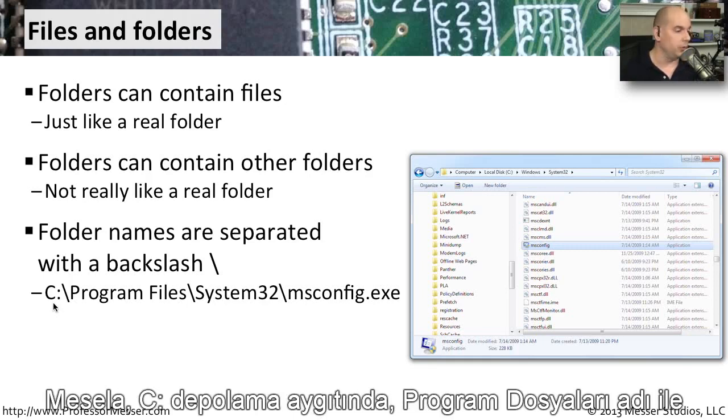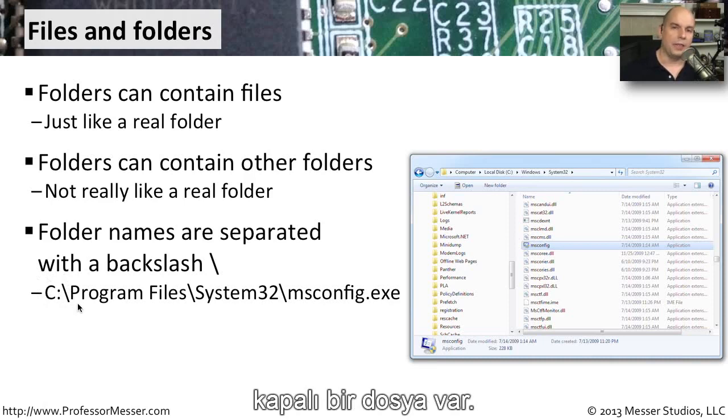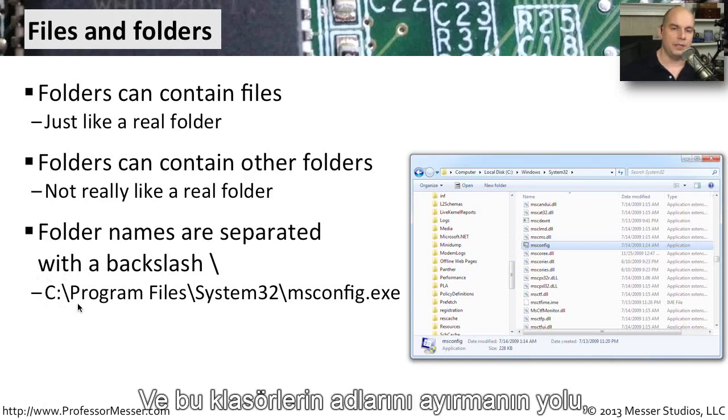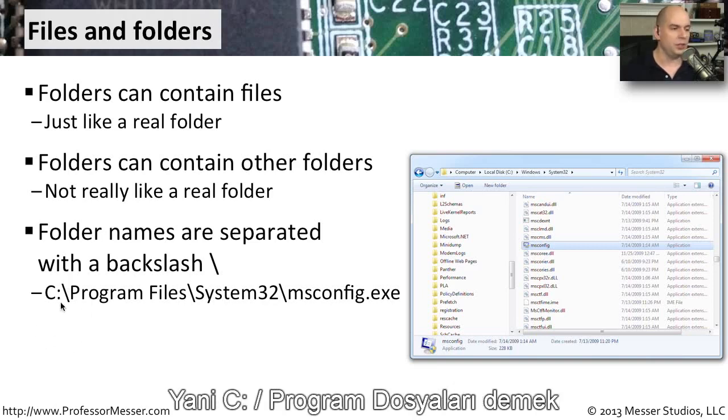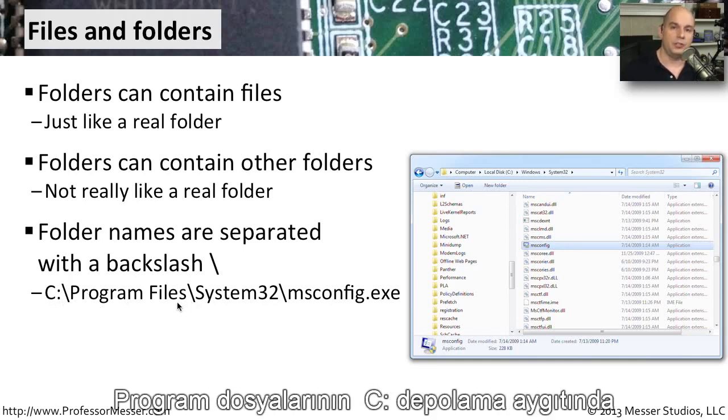So right off the root of C colon is a folder called Program Files. And the way that we separate the names of these folders is we put a backslash just prior to the folder name. So C colon backslash Program Files means that it is the Program Files folder that is just under that C colon storage device.